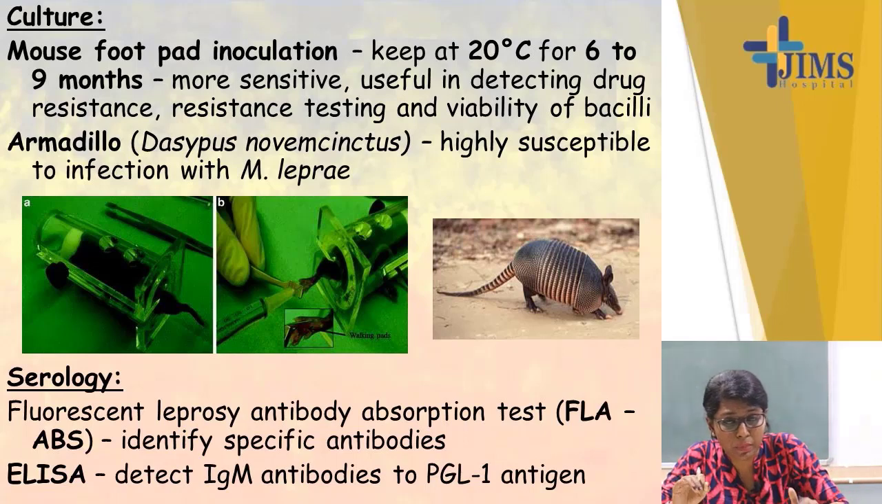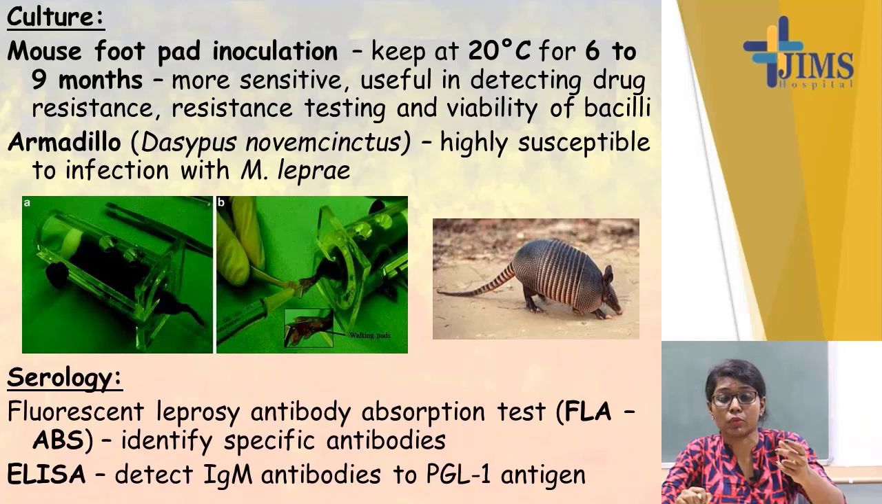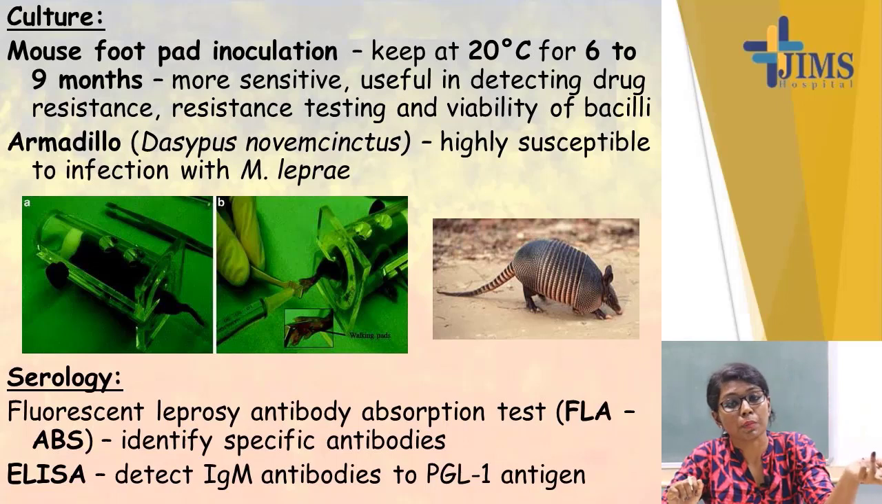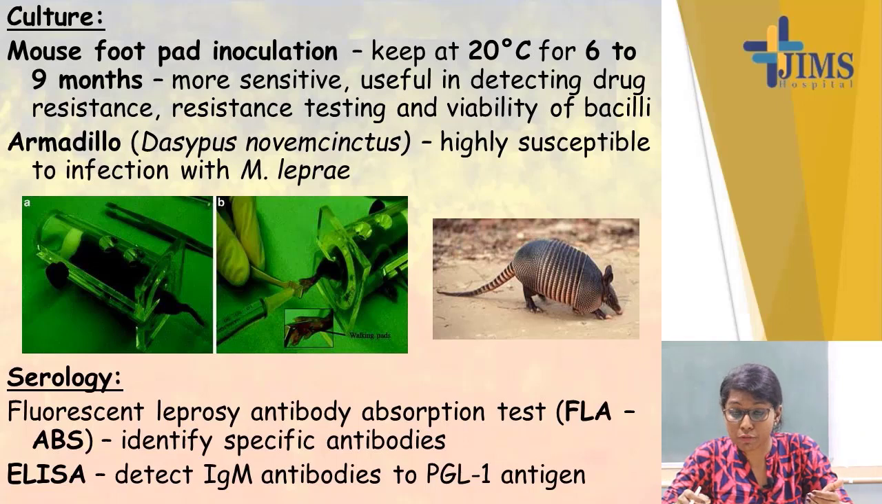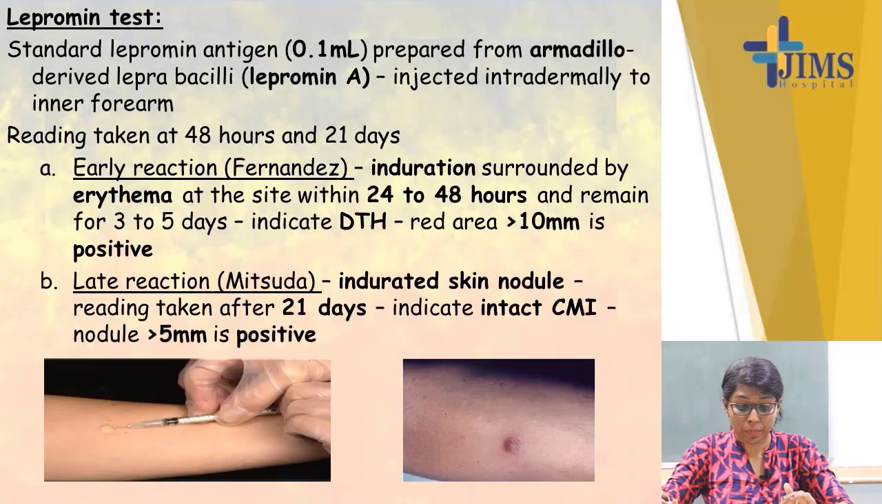Armadillo, the 9-banded armadillo, is highly susceptible to lepra bacilli. Once you inoculate lepra bacilli into the armadillo, they will start to show the manifestation of lepromatous leprosy within a couple of days. Serologically also you can go for it, FLA-ABS, fluorescent leprosy antibody absorption test, to identify specific antibodies, and of course ELISA. So let's get back to the lepromin test.